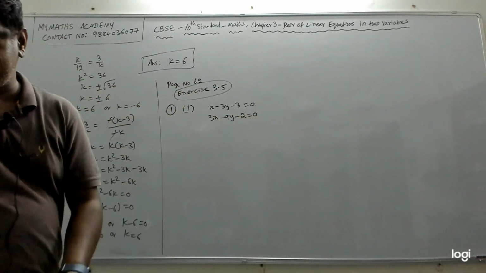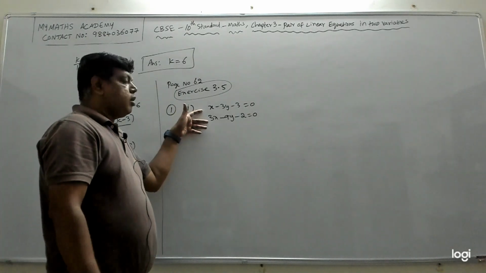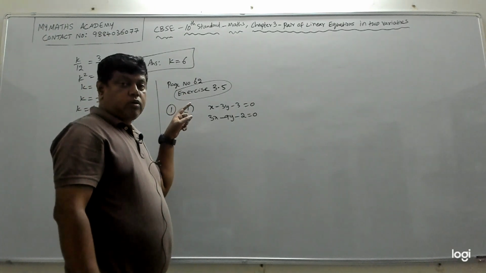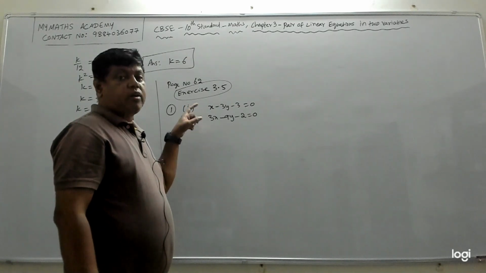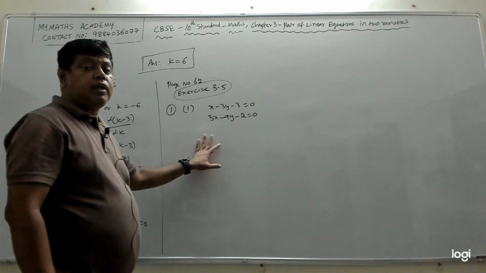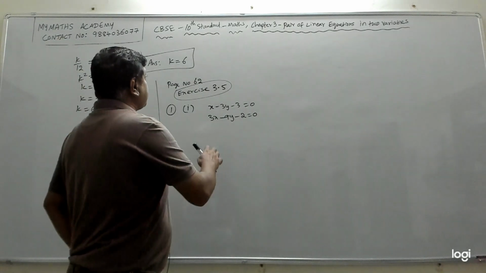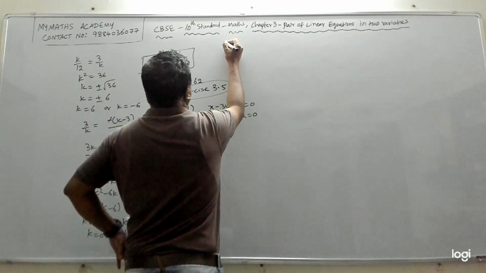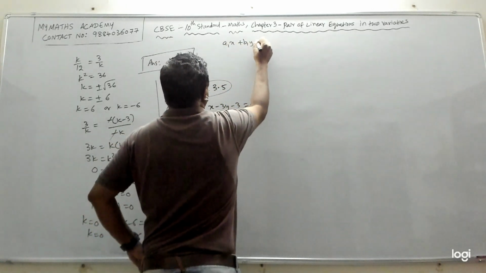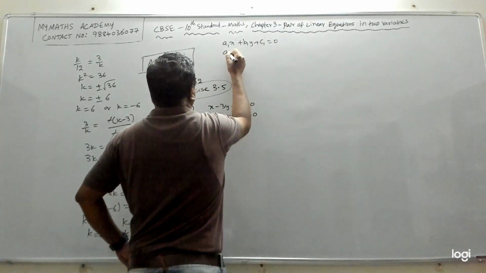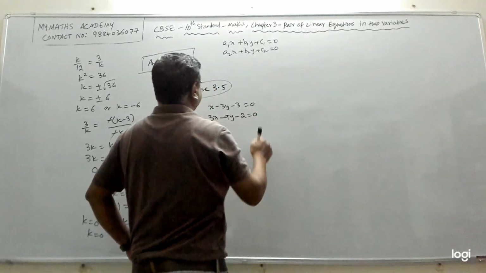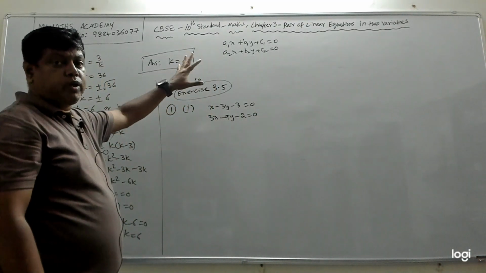Now we need to check whether this given pair of linear equations has a unique solution or no solution or infinitely many solutions. If it has a unique solution, then we have to solve using the cross multiplication method. So first let's write what is our general form of linear equations in two variables. a1x plus b1y plus c1 equal to 0, a2x plus b2y plus c2 equal to 0. This is the general form of linear equations in two variables.